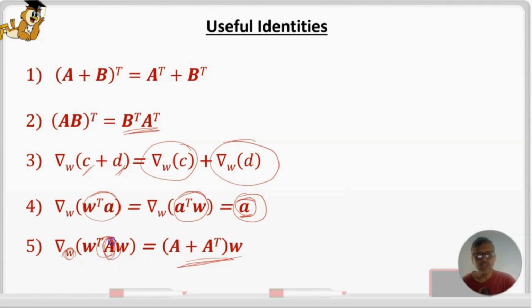For any given A, which is a square matrix, the gradient of W transpose AW is equal to A plus A transpose multiplied by W. Okay. So A plus A transpose. You can add two matrices only if their sizes are identical. And if I am writing A plus A transpose here, it clearly means that this applies only if A is a square matrix, right?